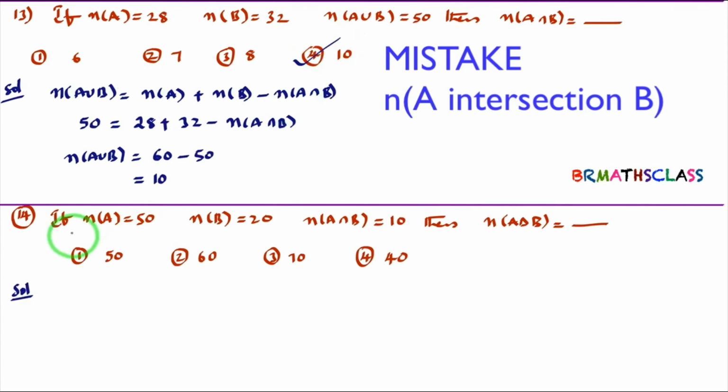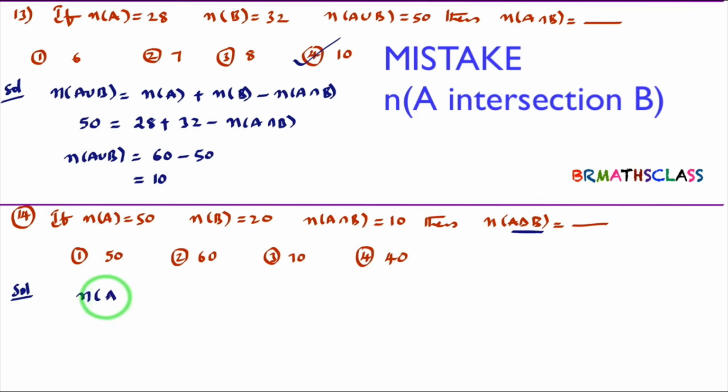Now see the 14th question. The number of elements in set A is 50. The number of elements in set B is 20. The number of elements in A intersection B is 10. Then they are asking for the number of elements in A delta B. Try to understand: the number of elements in A delta B.